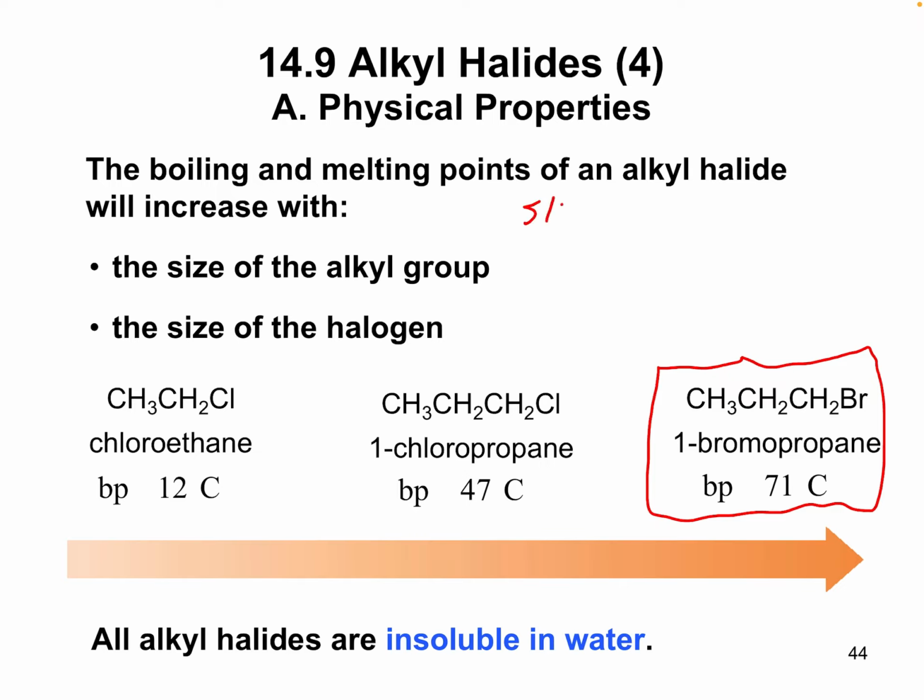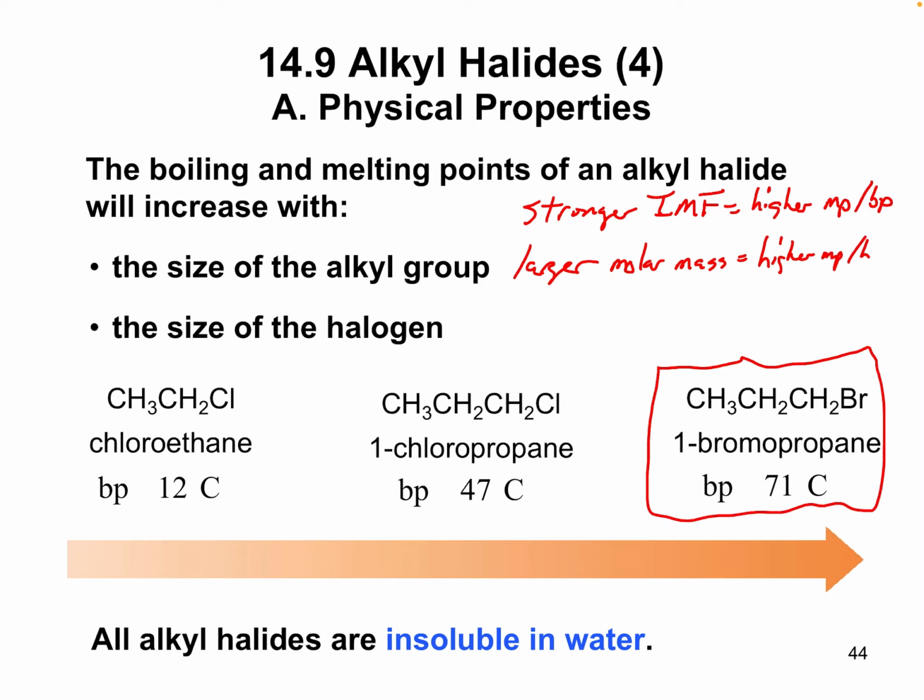All right, so stronger intermolecular forces is an indicator of a higher melting point and boiling point, but also larger molar mass, or in other words, the size of the molecule. That is also an indicator of higher melting point and boiling point. Both those things are true.